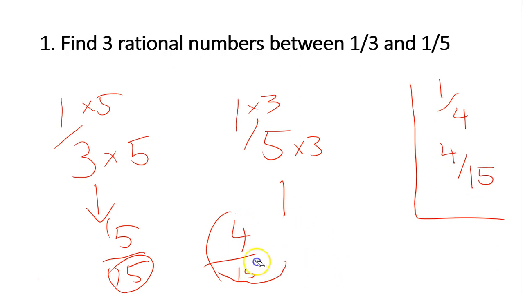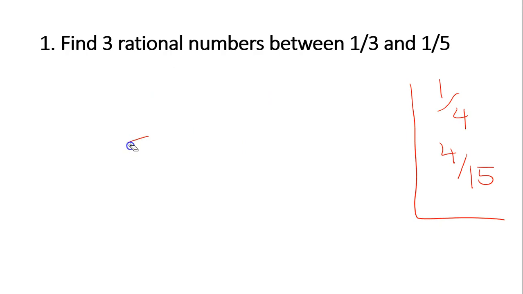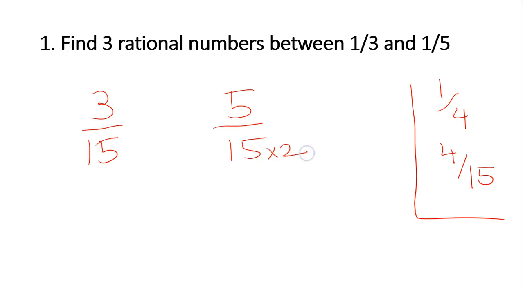And for the final one, let's just erase this. We had 3 over 15 and 5 over 15. Now, let's make the denominator equal again, but this time, instead of 15, let's make it 30. So 15 times what is 30? We know that's times 2. If we multiply the bottom by 2, we do it on top as well. 15 times 2 is 30, then 3 times 2 as well, and 5 times 2. So that means 6 over 30 and 10 over 30.